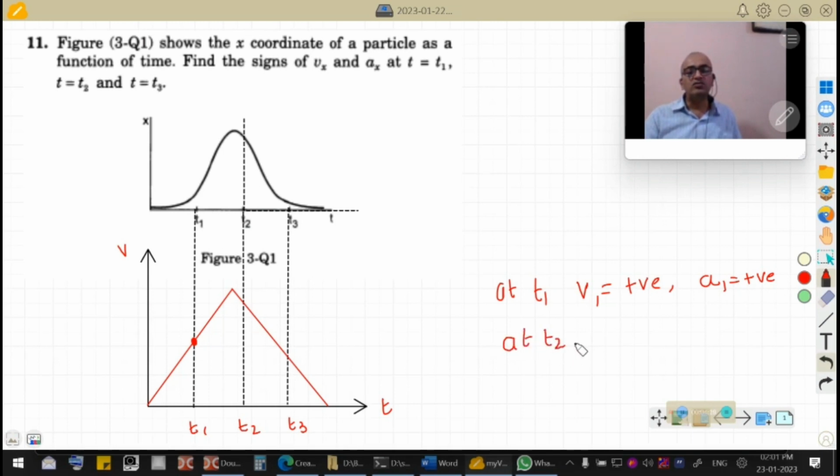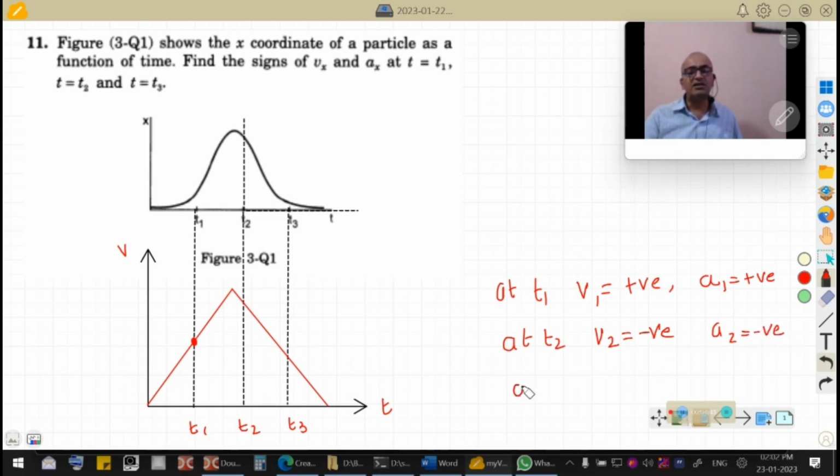At T2, the slope has become like this. Therefore, the velocity is negative. And acceleration is the slope of the velocity-time graph. That is also going out to be negative.